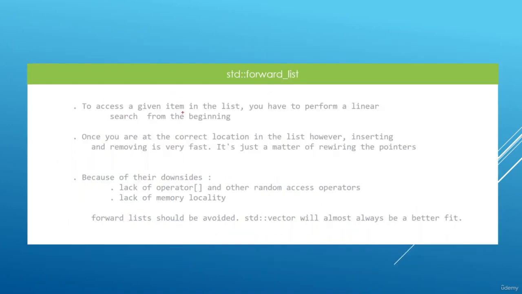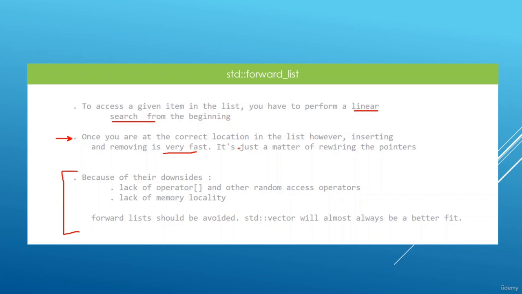To get access to a given element, you have to do some kind of linear search and go from one element to another, checking to see if it contains the value that you are interested in. And once you are at the correct location, you can do your operations. You can retrieve the element, you can insert new elements, which is going to be very fast.